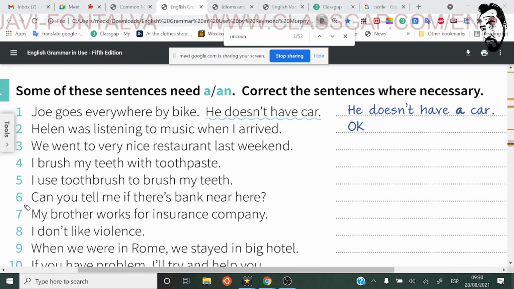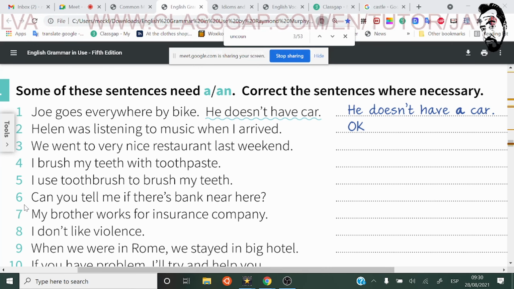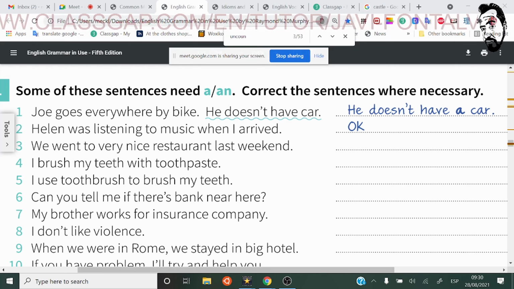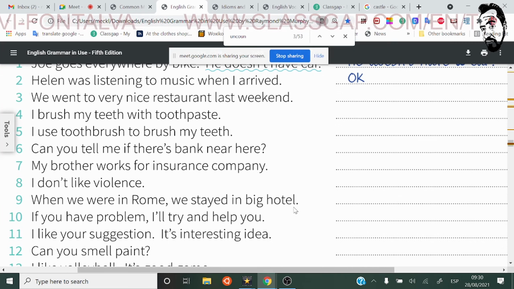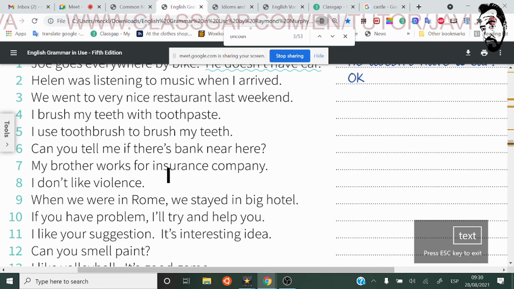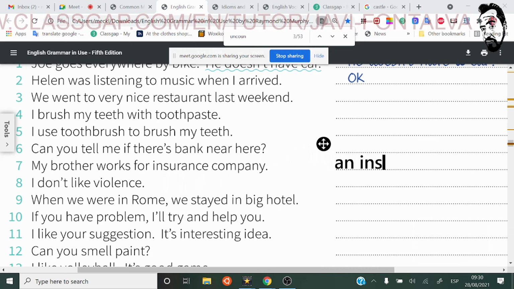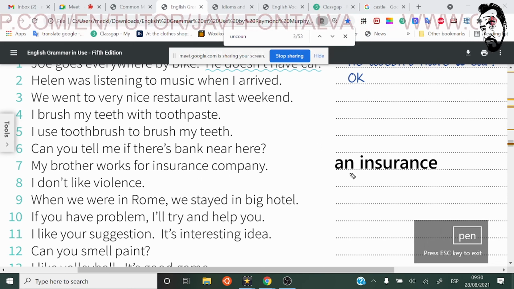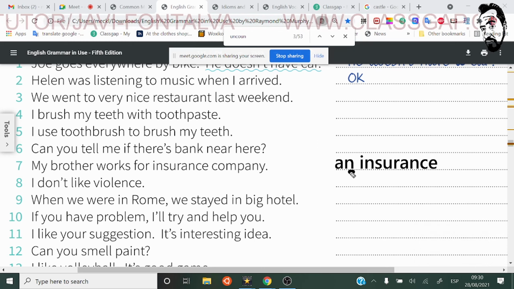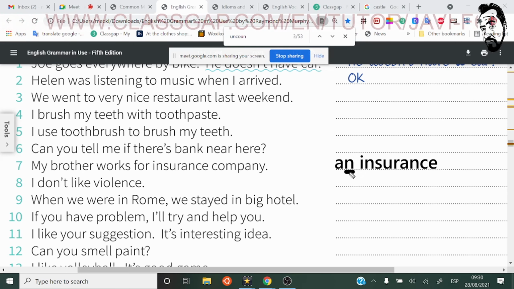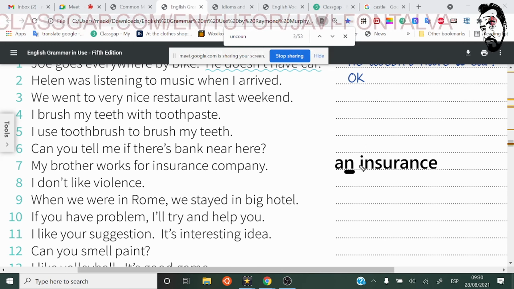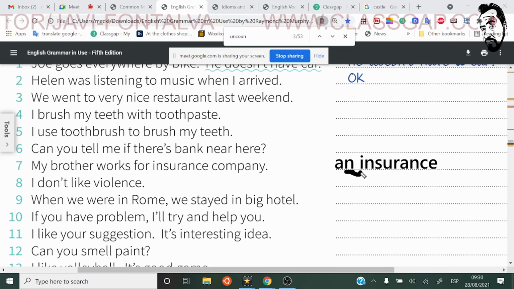Number six. Can you tell me if there are a bank near here? So, can you tell me if there is a bank near here? Seven. My brother works for an insurance company. An insurance. If you notice here, I use an N. The reason is that the next word starts with a vowel sound. Every time you have a vowel sound at the beginning, you need to use this N. So an insurance, it goes together.